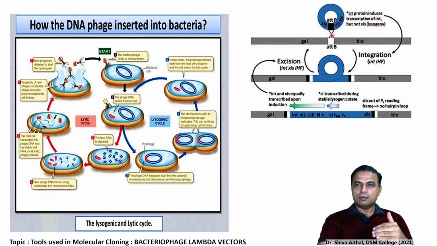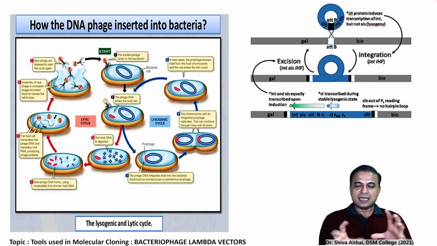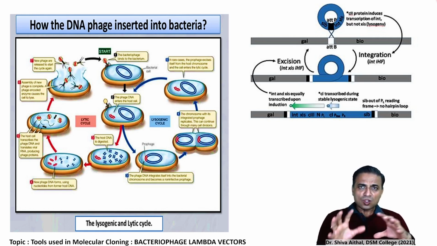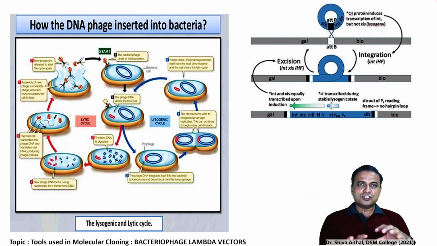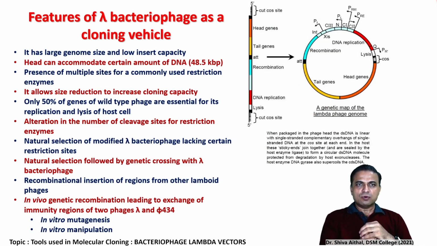Okay, all in all, as you can see, there is integration, there is excision during insertion into the bacterial genome. There is integration, there is excision, there is a reciprocal type of integration, and all are carried out with the genes which are accommodated in the phage DNA. All these features make it an excellent tool to be used as a vector. Okay, so some of the features as a cloning vehicle, we just saw.